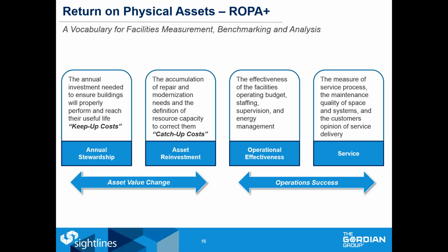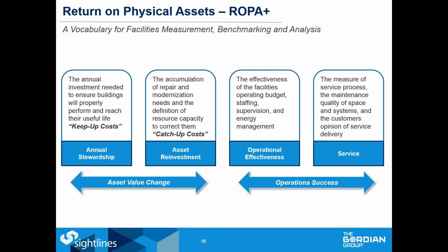The opposite of that, or the foil to that, is what we call asset reinvestment. And it's the opposite of keep up. It's the catch-up need. How much is my backlog, and what resources do I have, and what plan do I have to address that backlog? When we're talking about the car, where annual stewardship is the oil change, asset reinvestment is the engine rebuild that you have to do if you don't do your oil changes.